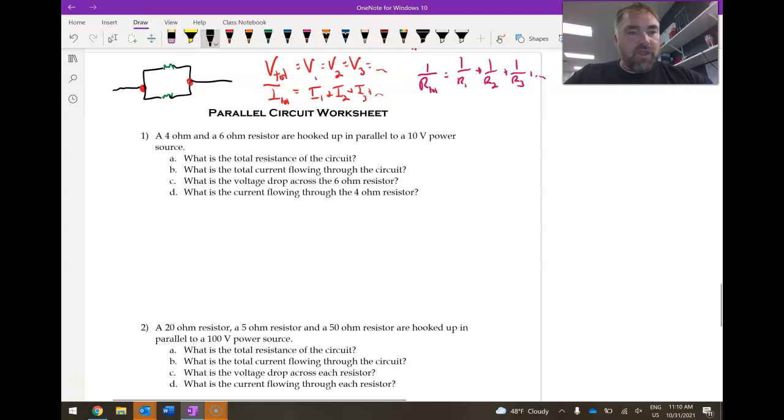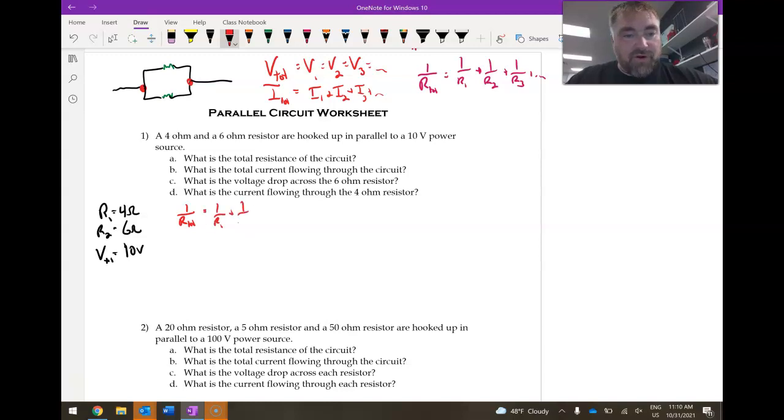So in the first one, we have a 4 ohm and 6 ohm resistor hooked up in parallel to a 10 volt source. So we know that R1 is going to be 4 ohms, R2 is going to be 6 ohms, and V total, that's the voltage of the circuit, is going to be 10 volts. We want to know what is the total resistance. So for this, I'm going to use 1 over R total, or in your reference tables, it's known as REQ, the equivalent resistance, is equal to 1 over R1 plus 1 over R2.